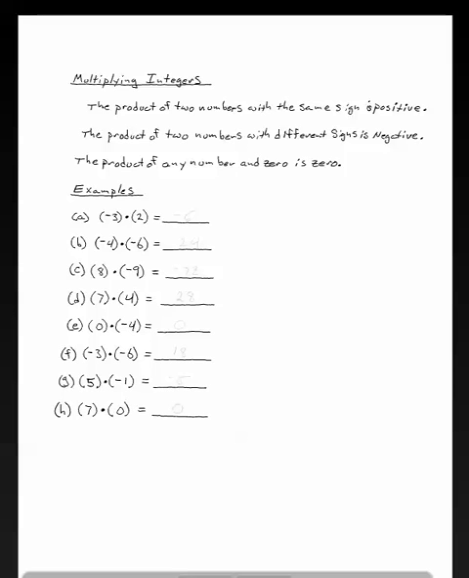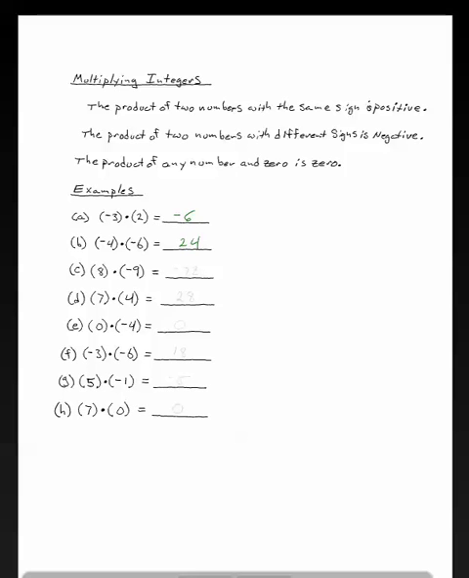Example A says -3 times 2. Well, this is a negative times a positive, so we're going to get a negative result. So -3 times 2 is -6. In example B, we have -4 times -6. Both of these numbers are negative, so they have the same sign. So -4 times -6 is positive 24.